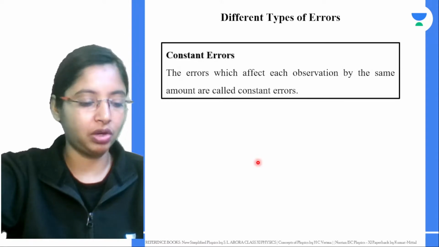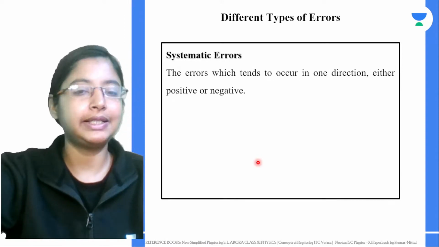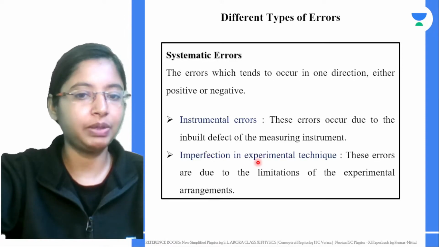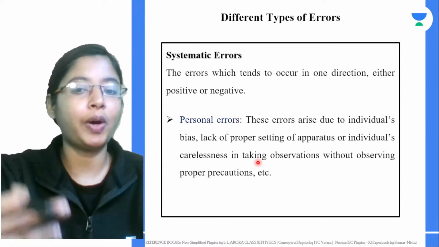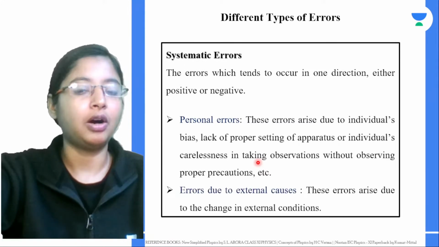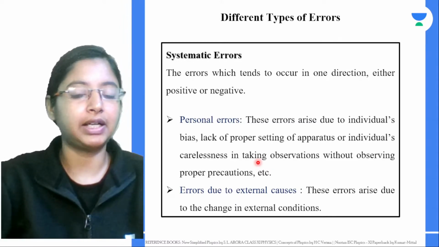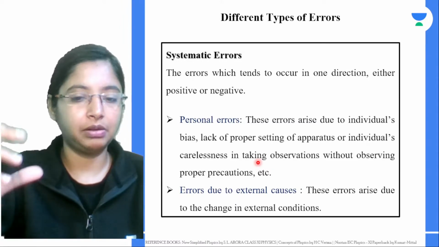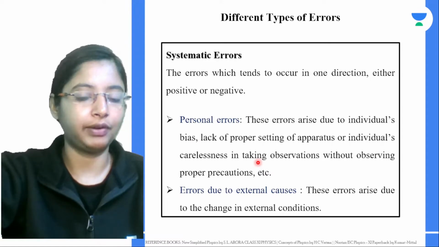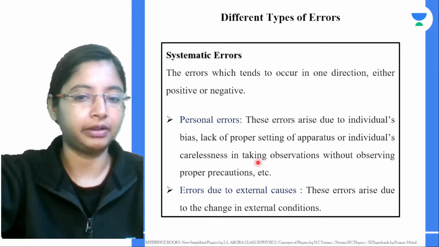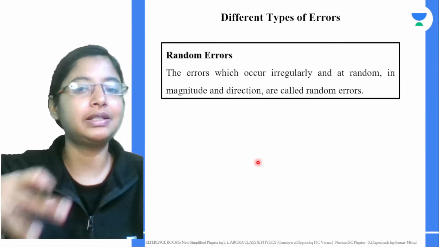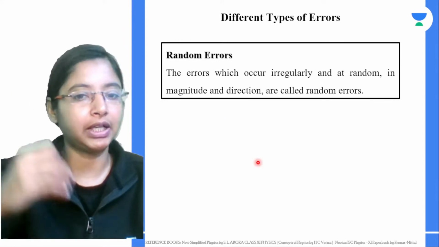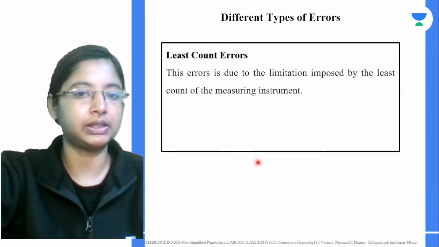It could be because of a faulty experimental apparatus. Then systematic errors could be because of instrumental error, or an imperfection in experimental technique. Another one is personal errors, like making mistakes while taking a reading, or errors because of external conditions like pressure and temperature; temperature can expand the scale, so you will get a wrong reading. Then you have random errors. These occur irregularly and at random, in both magnitude and direction.